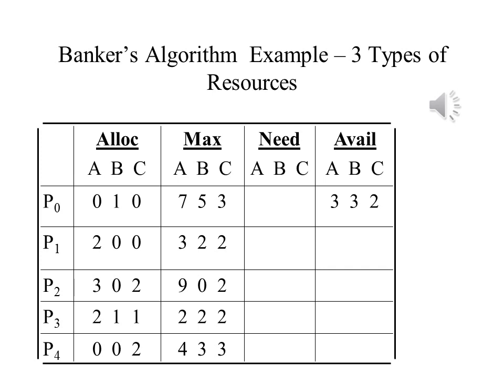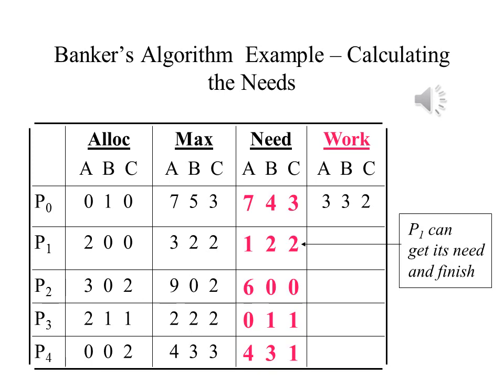Let's take a look at a more typical situation. There are 3 different types of resources, A, B, and C. Shown here is their current allocations, the maximum allocations that they may request, and what remains available. Our first step is to calculate the needs. P0 has 0 instances of A, 1 instance of B, and 0 instances of C. It has the right to 7 instances of A, 5 instances of B, and 3 instances of C.